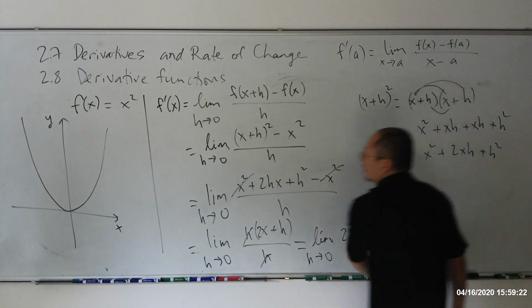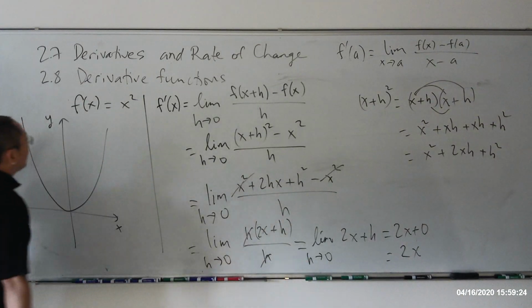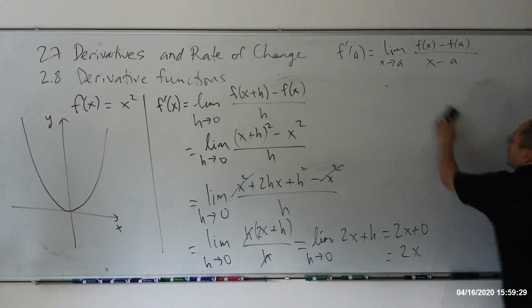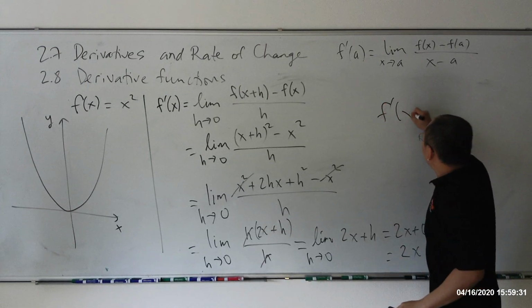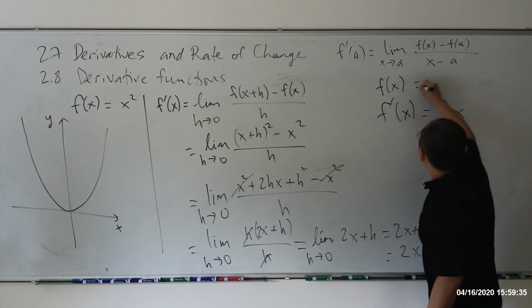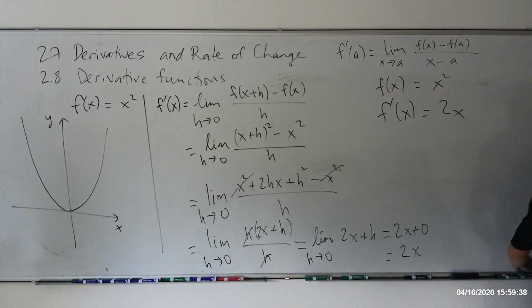What is so good about this? It gives you something called the derivative function. And the derivative function says what? F prime of x is just equal to 2x if f of x is equal to x squared. Then f prime is 2x.